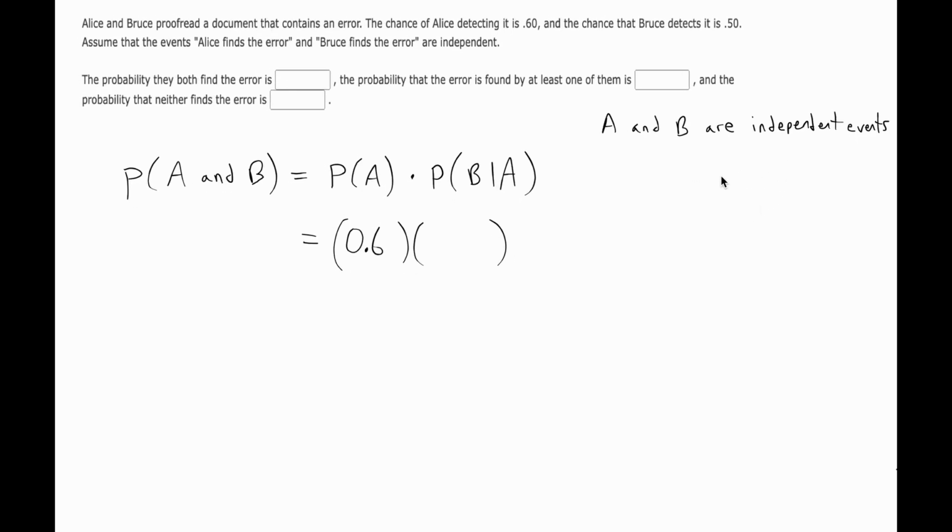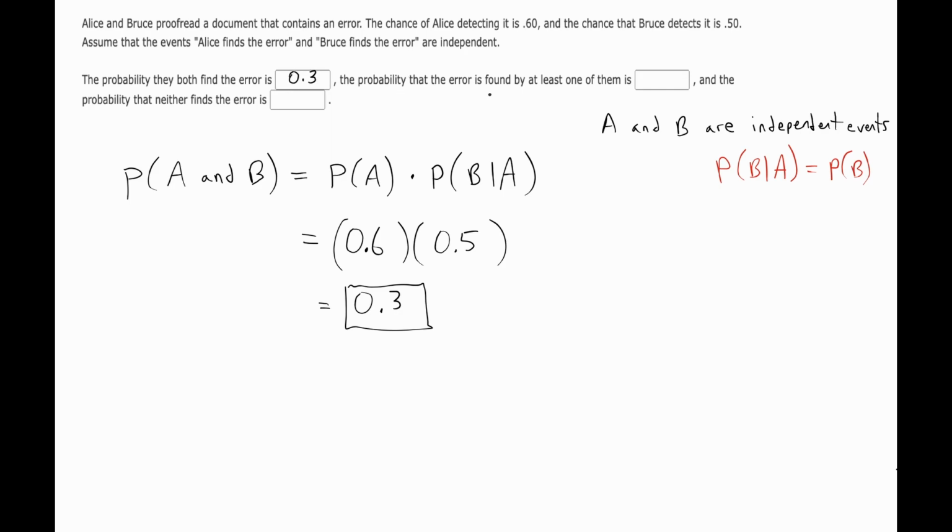And so when that happens, we know that the probability of B given A will actually just equal the probability of B, so it doesn't matter whether A happens or not when it comes to Bruce finding it. So that's going to be 0.5, and that comes out to 0.3. Okay, now that's going to be our answer for this first one.